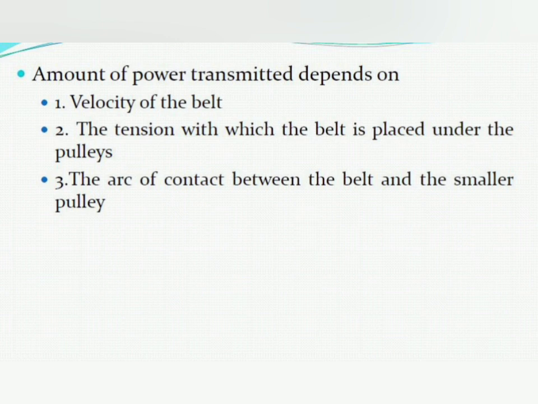The amount of power transmitted depends on some factors, such as the velocity of the belt, the speed at which the belt is running, and the tension with which the belt is placed under the pulleys. If the tension is low, there may be chances of slipping. When the tension is high, the friction between the surfaces will also be high. The other factor is the arc of contact between the belt and the pulley. If the belt drive has a larger arc of contact, it will have a larger contact surface area, more friction surface, and it can transmit more power.